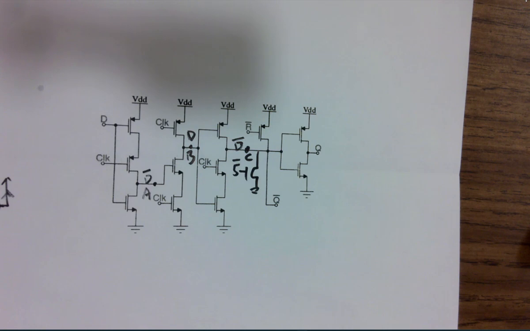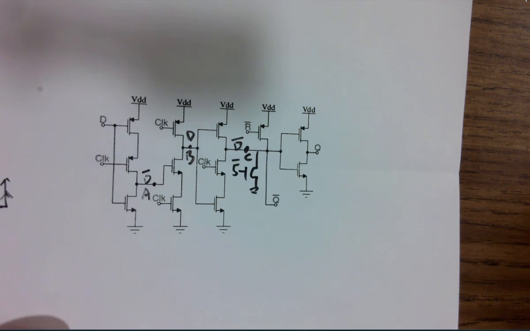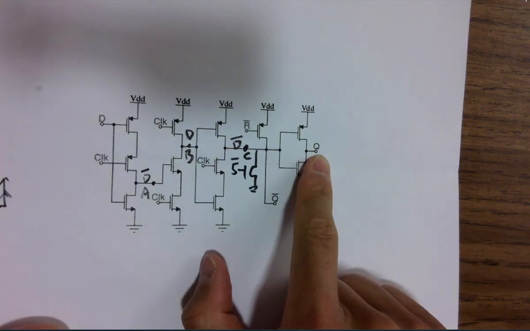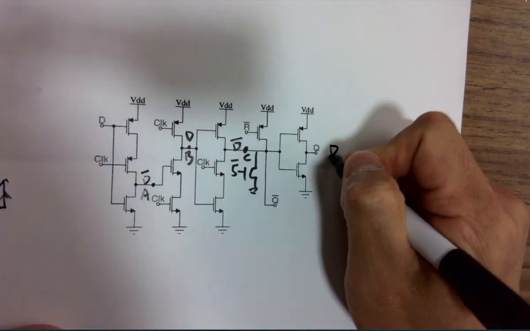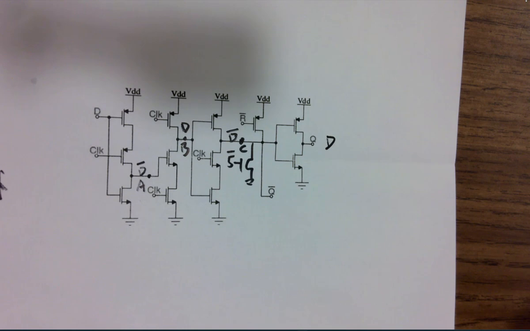So what is Q at the rising edge? Q is D. It's an inverter, right? Yeah, so Q is D. So now we know that this is a rising edge D flip-flop.